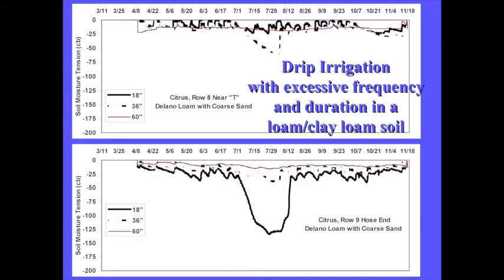Here's another example where watermarks didn't tell us a whole lot. This was loam, silty loam, clay loam soil, and basically this citrus was just too wet the whole time. I couldn't get the grower to back off the irrigation, so would it work better or not?